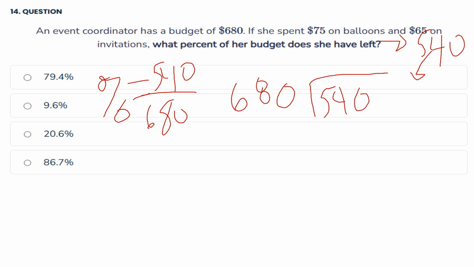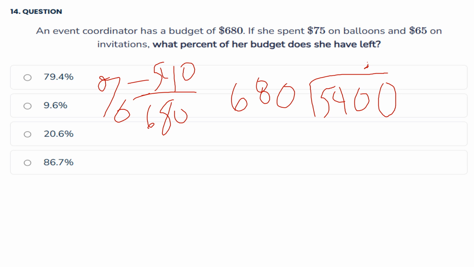540. And I'm going to erase this to eliminate those arrows and confusion. All right, can 680 go into 5? No. 680 can't go into 54. 680 can't go into 540. So what we do is we need to add a 0. And when we add that first 0, we need to put a decimal right before that first 0 up top.